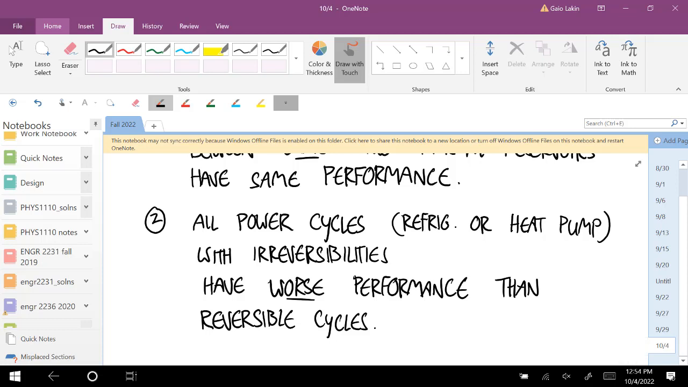So what this says is if you can come up with any kind of reversible power cycle that you're capable of doing calculations on, that can give you an upper limit for performance for any actual existing power cycle.